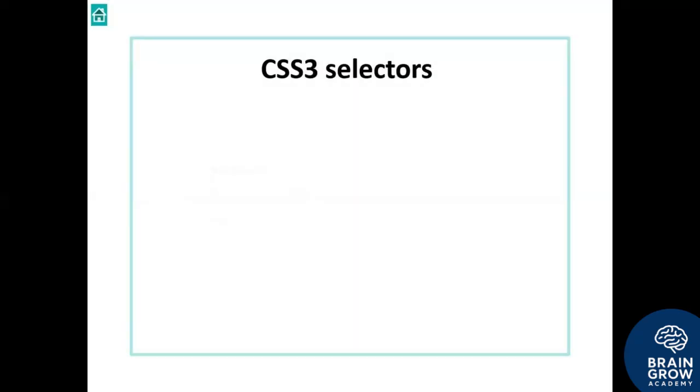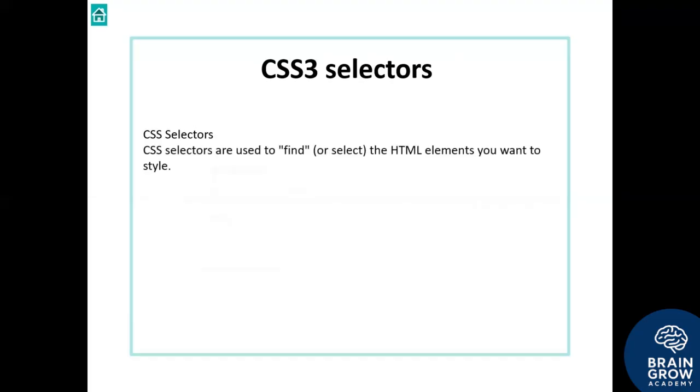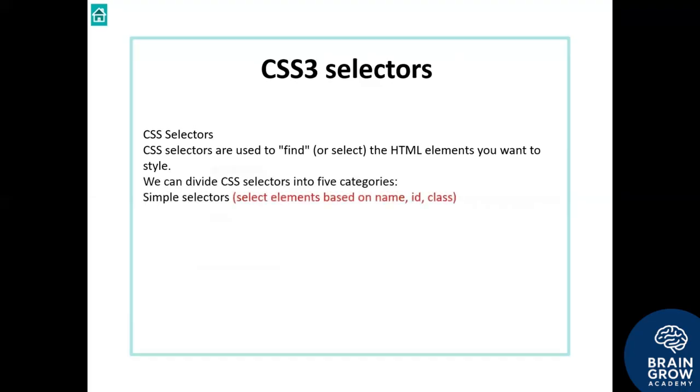Alright, so what are CSS selectors? CSS selectors are used to select HTML elements. For example, if I want to select the h1 tag, I can use CSS selectors. So CSS selectors are usually divided into 5 categories. The first category is the simple selector. It's used to select the tags.